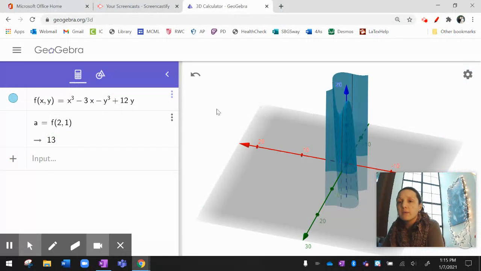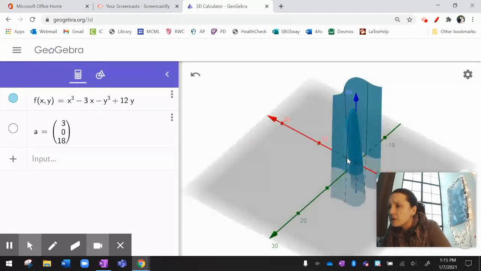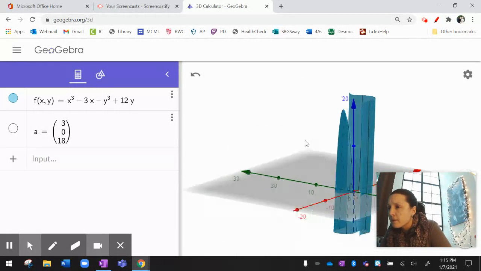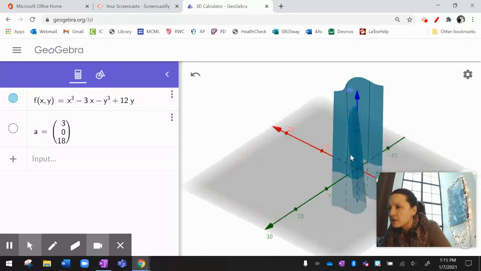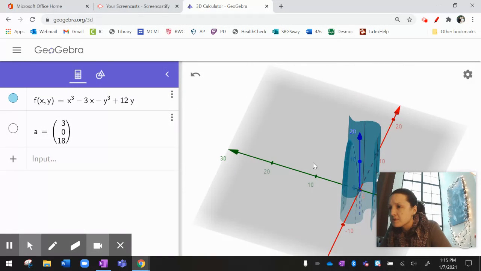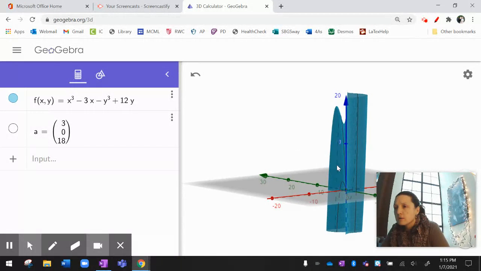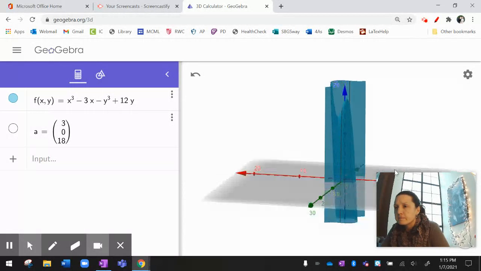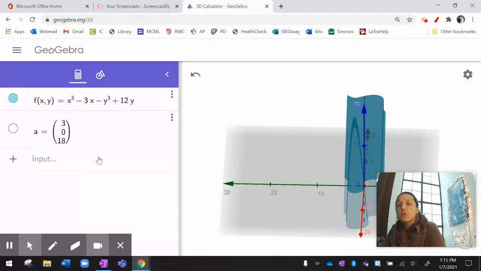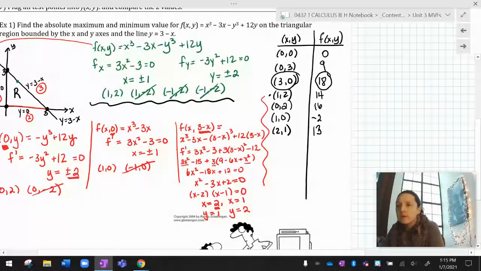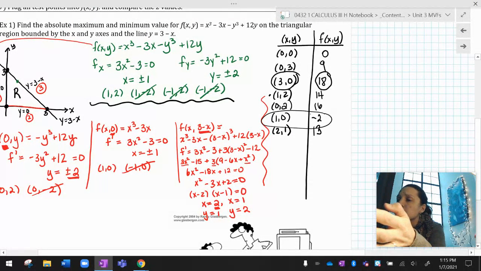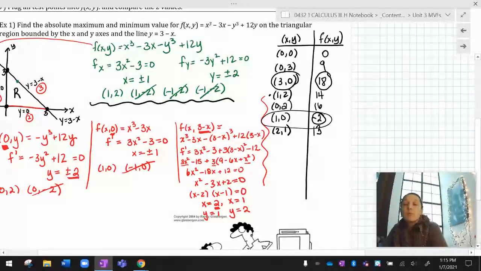Now let's see if I can plot that here. Sometimes it works, sometimes it doesn't. (3, 0, 18). Can we see it? I see a dot. Nope, that's on the axis. (3, 0, 18). Unfortunately, it doesn't plot it. That makes me sad. I thought it would. But (3, 0, 18) is on there somewhere. I wish I could label it. Yeah, it just won't let me. And then the lowest point is (1, 0, negative 2). So negative 2 is the absolute minimum value, and it occurs at the point (1, 0).